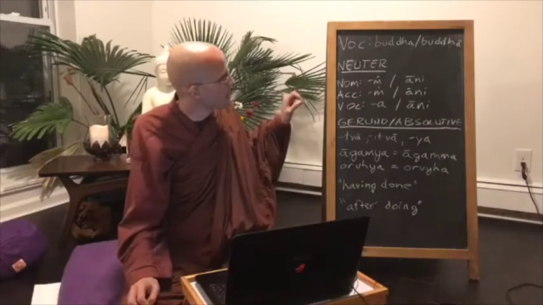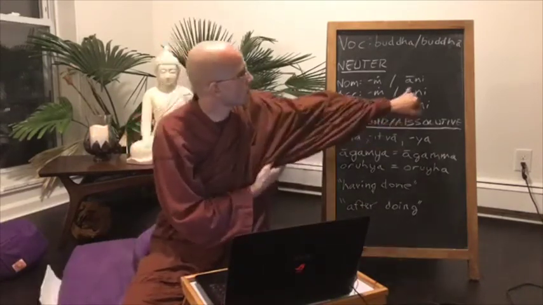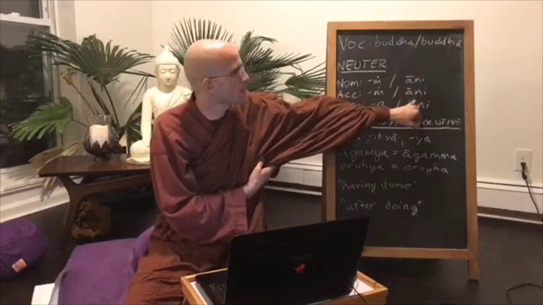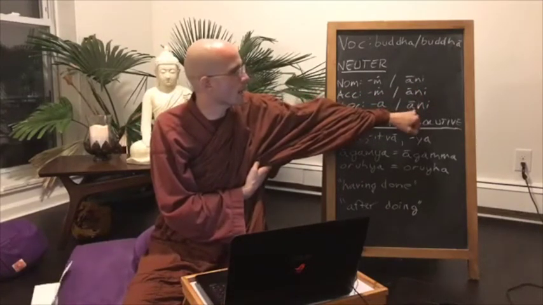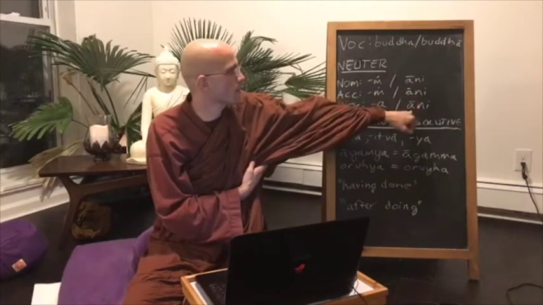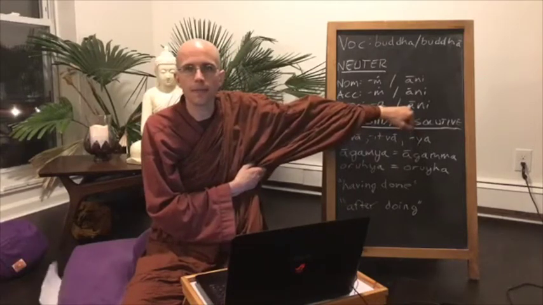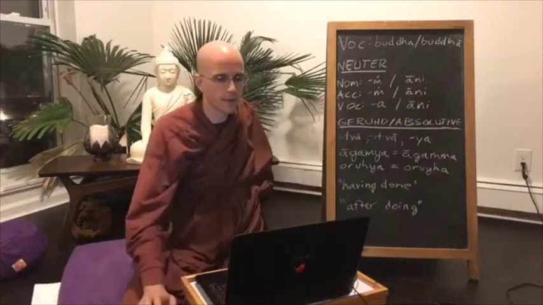So the distinct thing to notice with the neuter is the plural forms, so that the ending ani is very distinctive neuter. So neuter nominative, accusative, or vocative all have this ending ani. So like buddhani, if Buddha was neuter, which it's not.